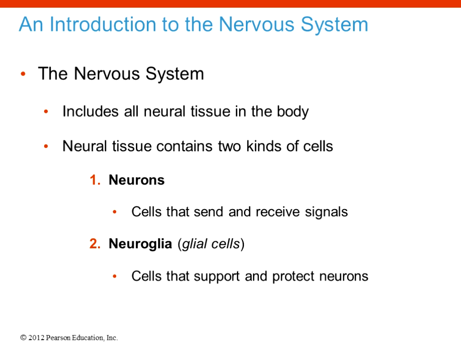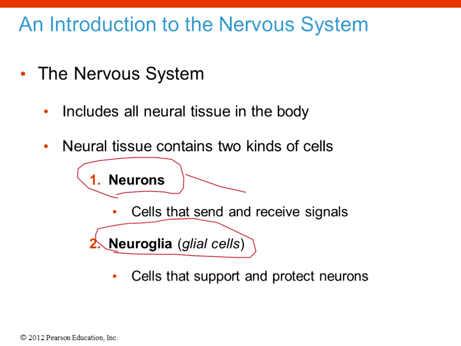All right, so now that we have a general background of how the nervous system is organized, we can now actually start to look at the tissue, neural tissue in the body, and specifically the two types of cells you're going to see in nervous tissue. Two types of cells you're going to see are neurons and neuroglia, or glial cells as I'll refer to them.